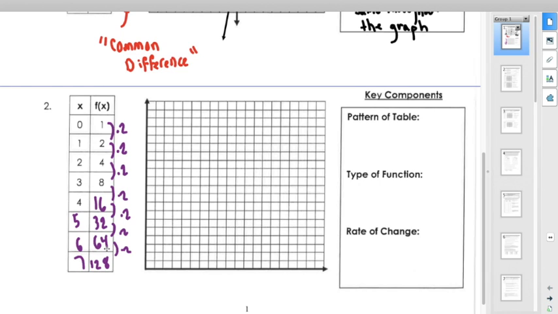So again, what is the pattern of this table? Over here at key components, what is my pattern here? The new pattern here is we're multiplying by 2.